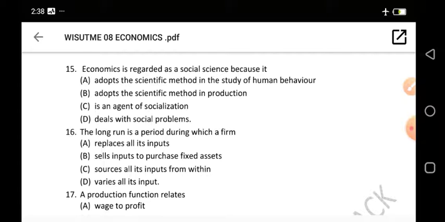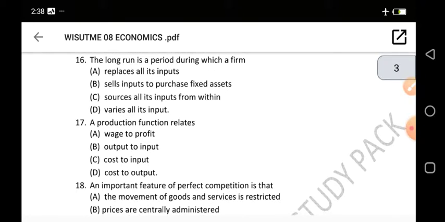So the answer to that question is D, varies. All factors of production vary in the long run. So 16 is D. That'll take us to 17. A production function.